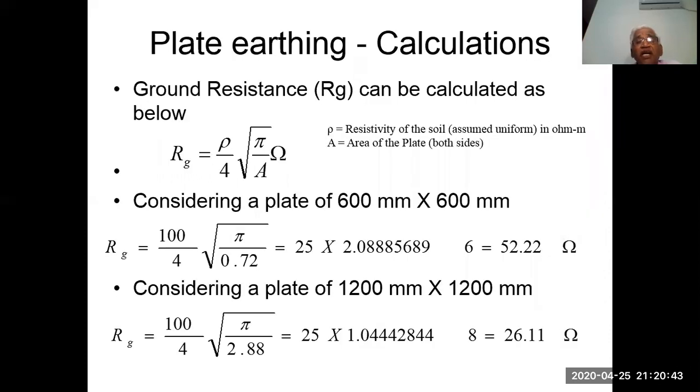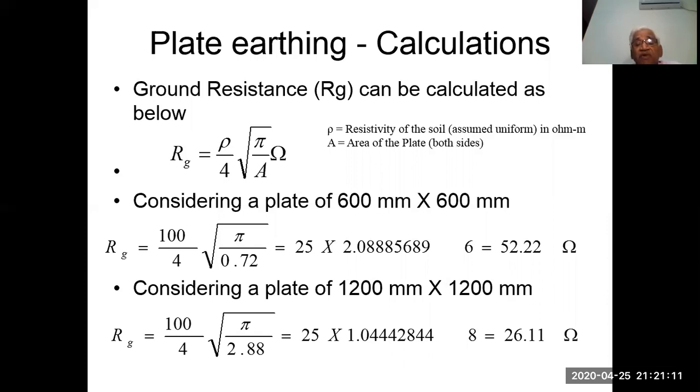Now, plate earth calculations: we have a formula. The same formula we use with different notations. The grid resistance you can call it as rho by 4 under root of pi by A ohms. Rho is the resistivity of the soil, and A is the area of the plate considering both the sides.